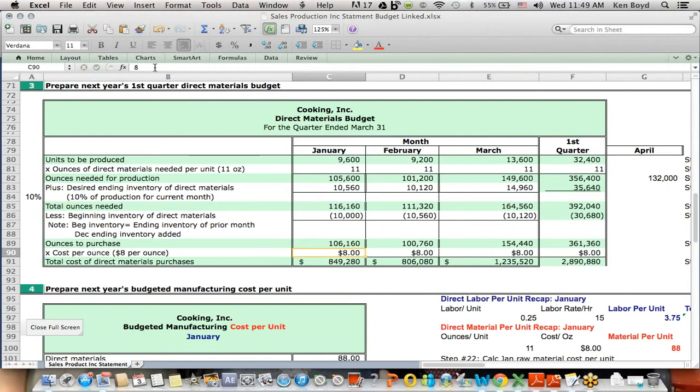I add that all up. I get ounces I need to purchase. Go out there and purchase material. I have a cost of $8 an ounce, and I get my total cost of direct material.